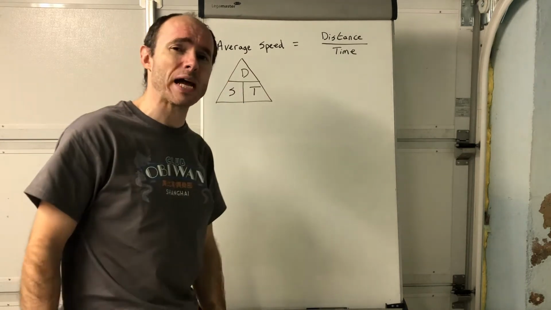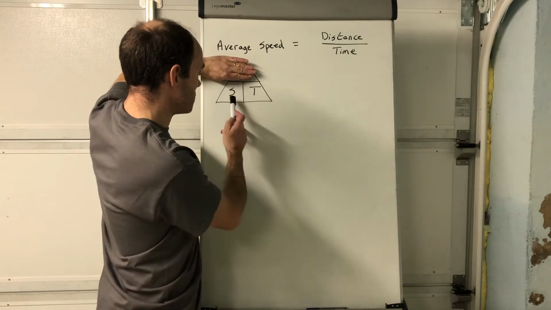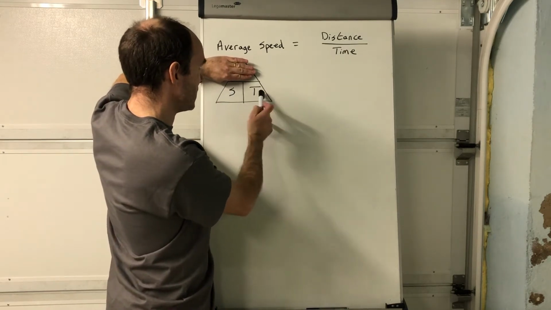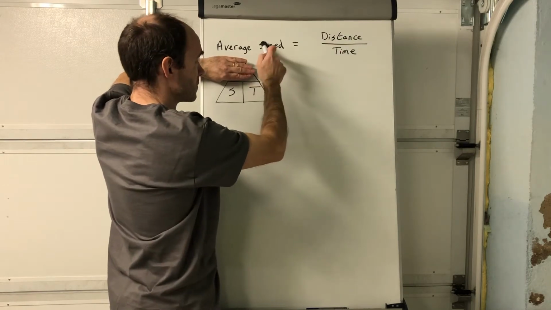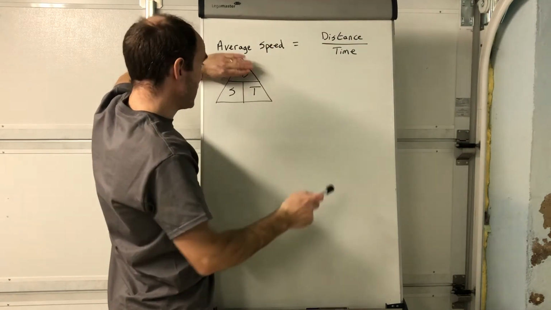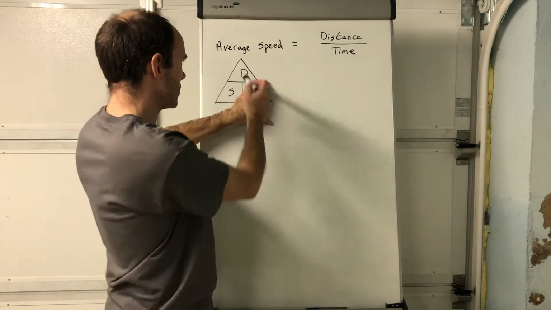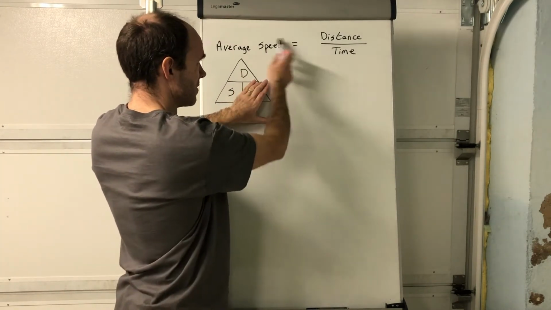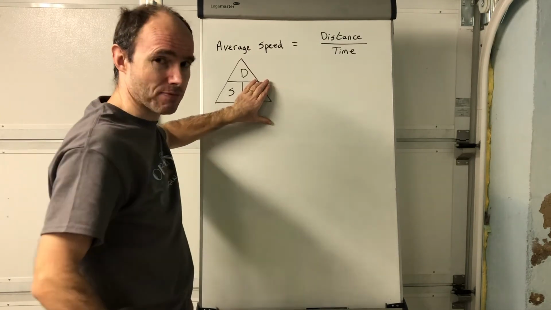If you wanted to work out the distance travelled, you cover up the D and then you've got the product S multiplied by T. Can you see you can rearrange this equation to make it distance equals average speed times time? And finally, if you want to work out the time taken, you cover up the T and you've got D divided by S. So rearranging this equation, time is going to be equal to distance divided by the average speed.